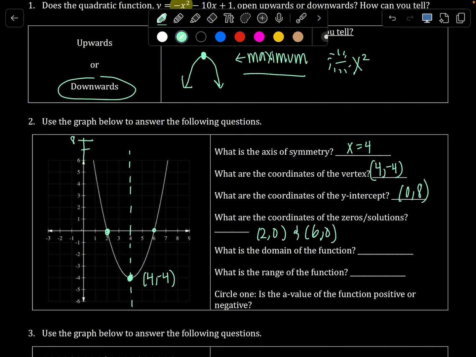What is the domain? We always have negative infinity to infinity. What is the range of the function? Always look from bottom to top. -4 all the way up to infinity. Is the A value positive or negative? You have a nice little smiley face. You are positive.